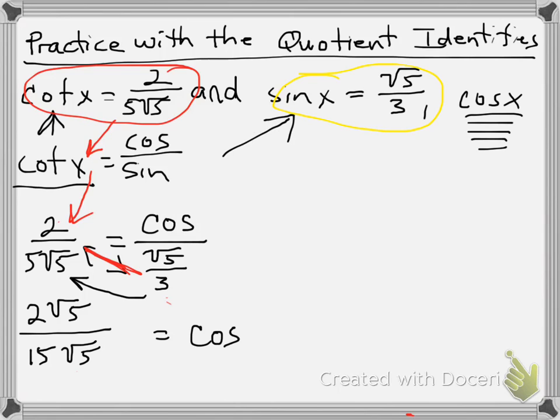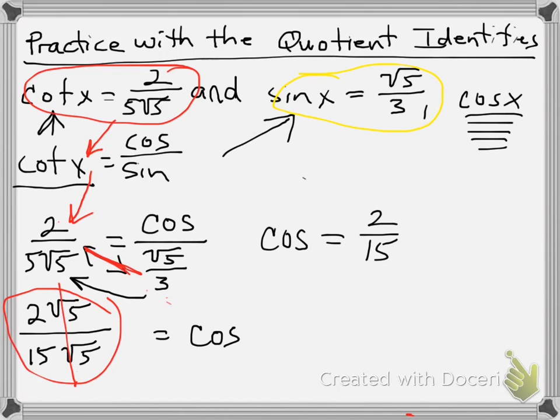So the cosine is equal to 2 times the square root of 5 divided by 15 times the square root of 5. Well, we see that we have the square root of 5's on the top and the bottom. We can cancel those out. And that leaves us with our answer of cosine is equal to 2 over 15.